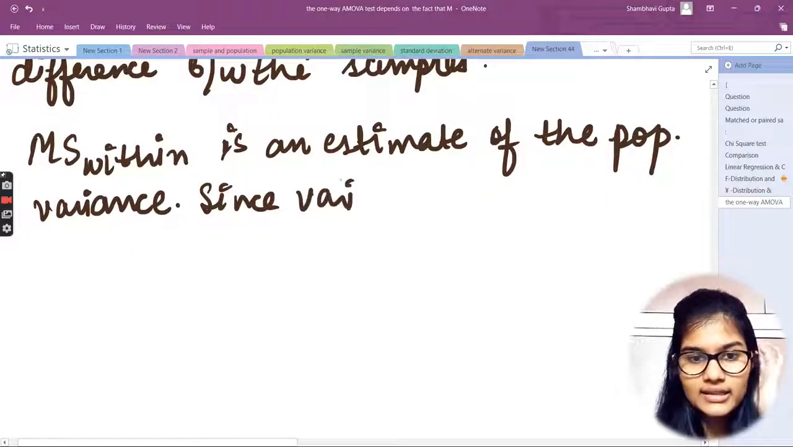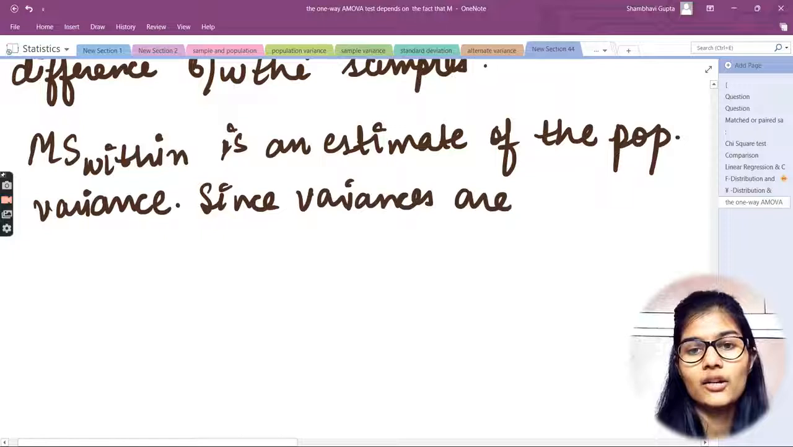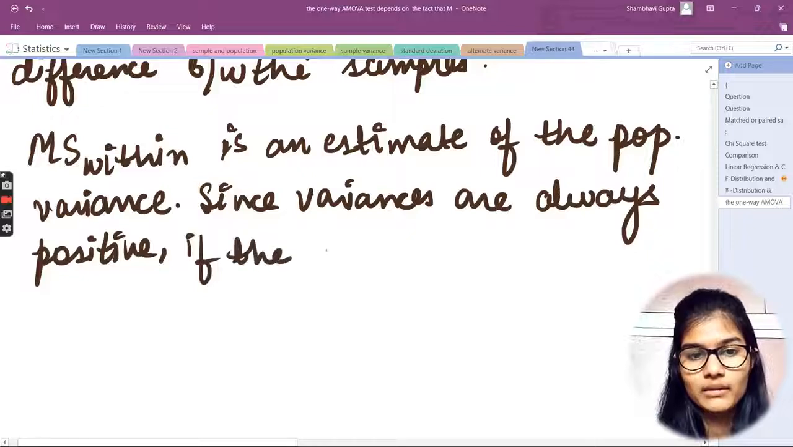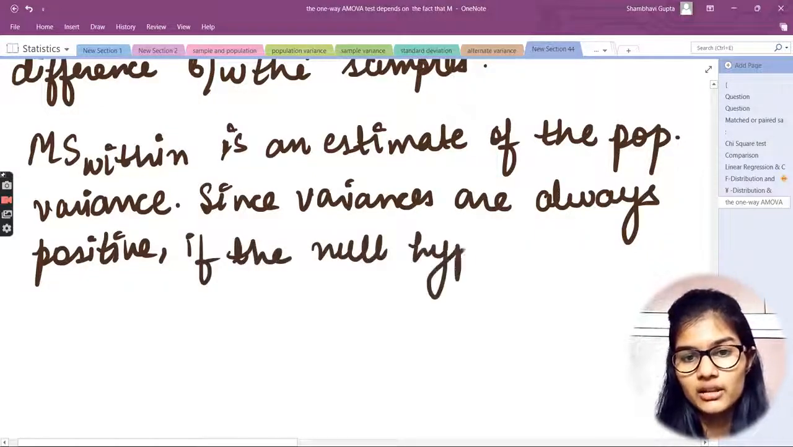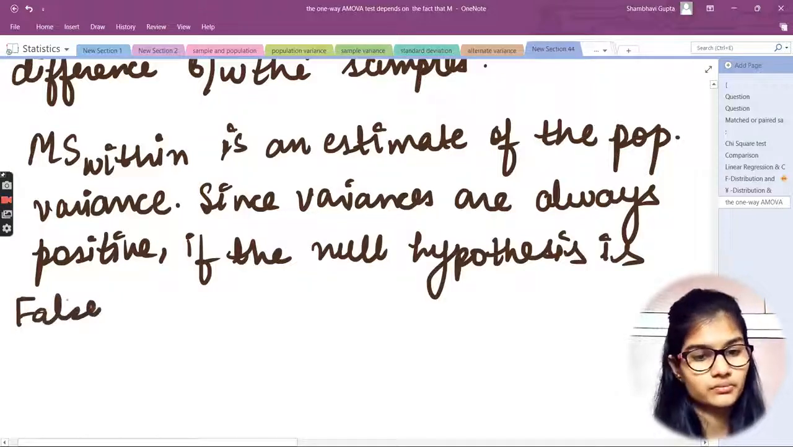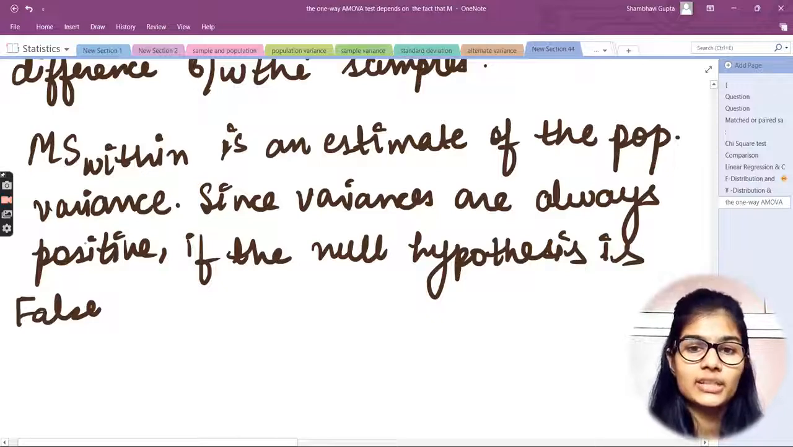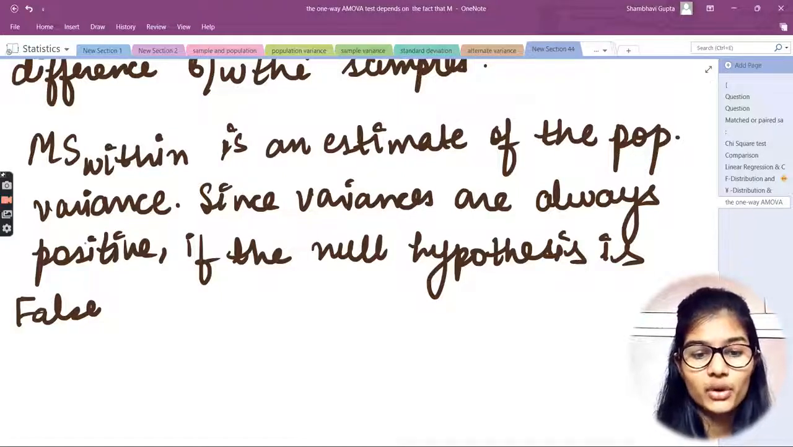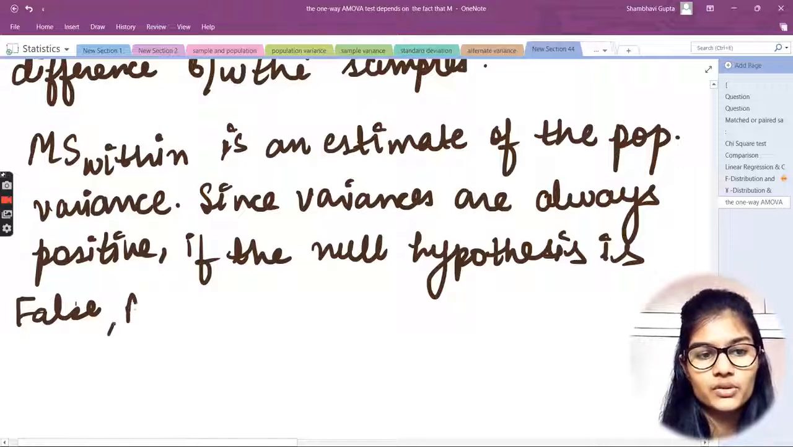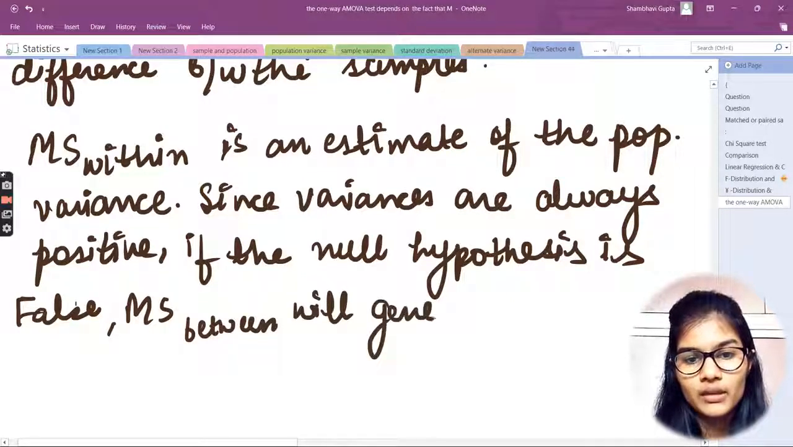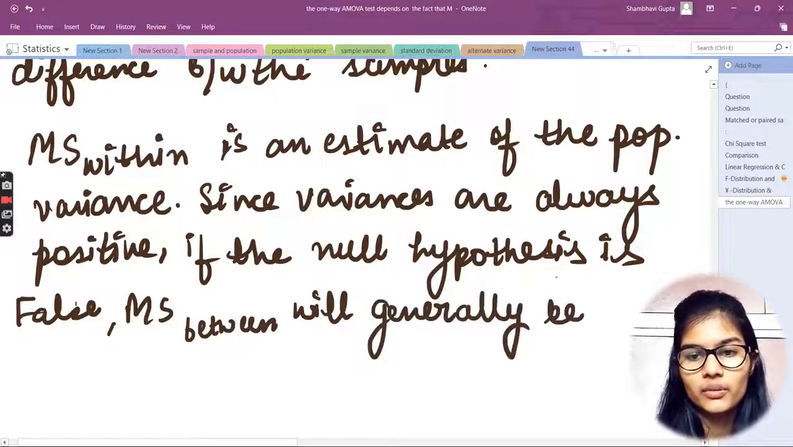So since the variances are always positive, if the null hypothesis is false, then in that case MS between will generally be larger. Let me come down.